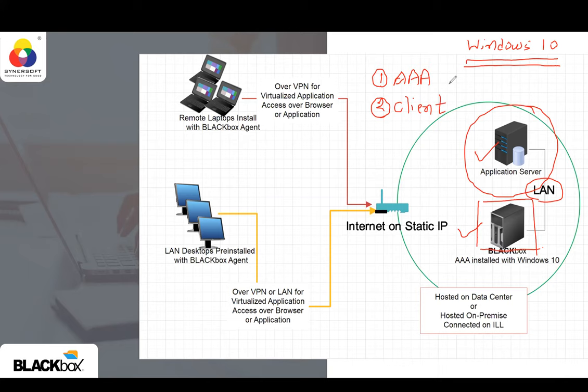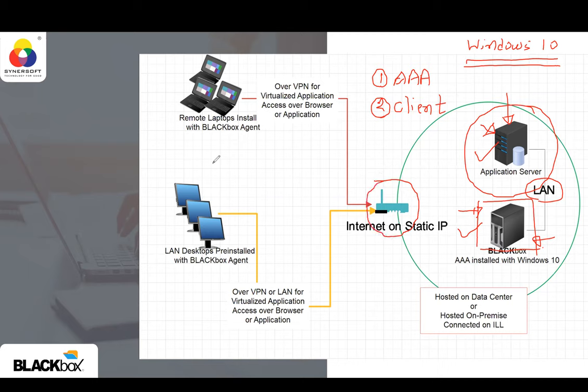So if Tally is installed on this particular server, the Tally client will be installed on this particular server. If you have installed your legacy ERP here, SAP here, even you can have SAP on your server, then the SAP client will be installed on this. Only client, just imagine only client, nothing else. Now, what you need to provide is a static IP on internet bandwidth.